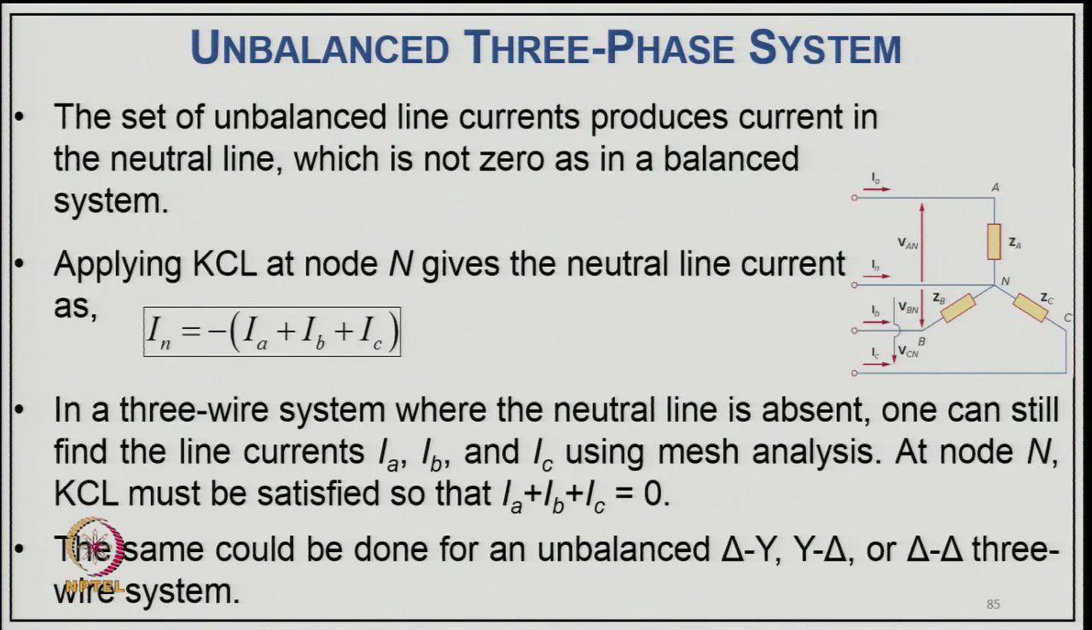And you will find here the three unbalanced line currents produce a current in the neutral line, which is not 0. As in the case of a balanced system, Kirchhoff's current law at the node n gives the neutral line current In equal to minus, in brackets, IA plus IB plus IC, and that sometimes becomes a substantial current. So, in a three wire system where the neutral line is absent, one can still find the line currents IA, IB, IC using mesh analysis, and KCL must be satisfied at node n, so that IA plus IB plus IC will be 0, because neutral is not connected. The same could be done for unbalanced delta-star, star-delta or delta-delta three phase systems.